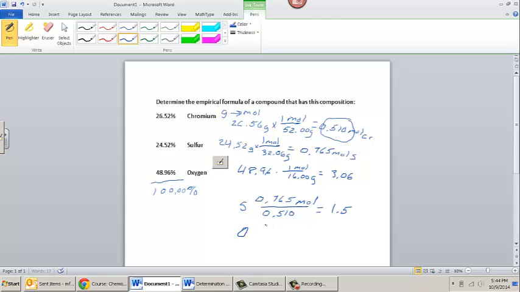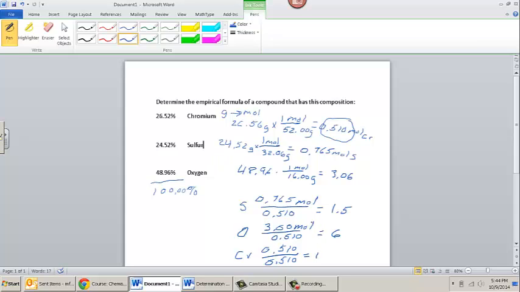Oxygen is 3.06 moles, and we're going to divide that by 0.510, and when we do that, we get about 6. You can see that 30 divided by 5 is 6. And then of course for chromium, that's just 0.510 over itself, so that's just 1.